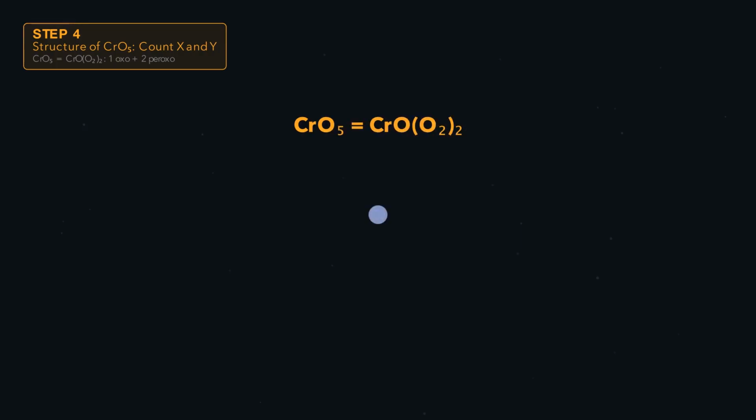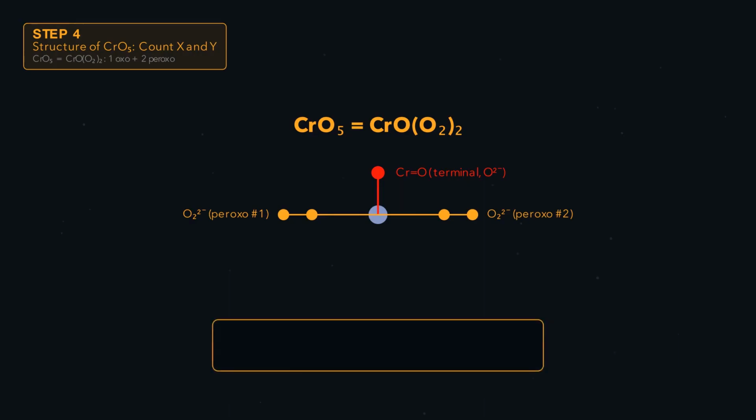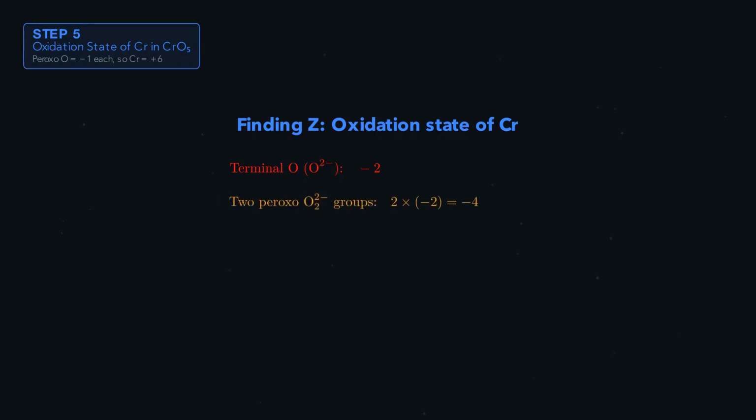Here's the key reaction. Sodium chromate in acidic conditions meets hydrogen peroxide. Instead of a simple oxidation, the hydrogen peroxide acts as a peroxo donor. Its oxygen-oxygen bond stays intact and coordinates to chromium. The result is chromium pentoxide, CrO5, which appears as a striking deep blue compound.